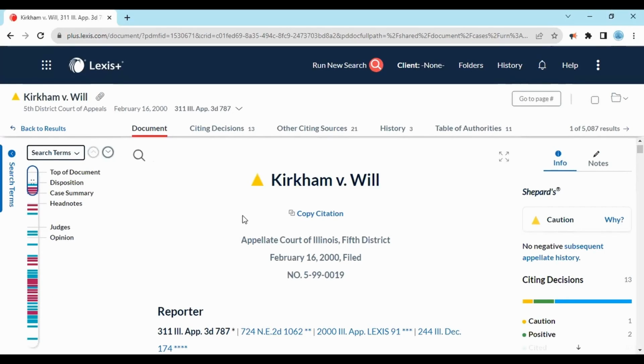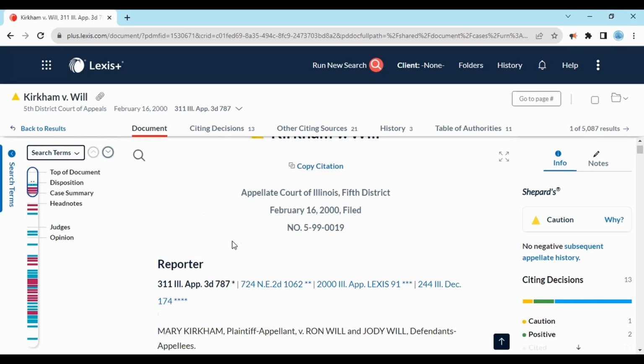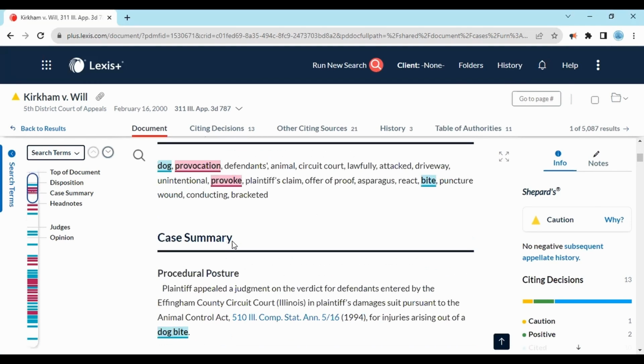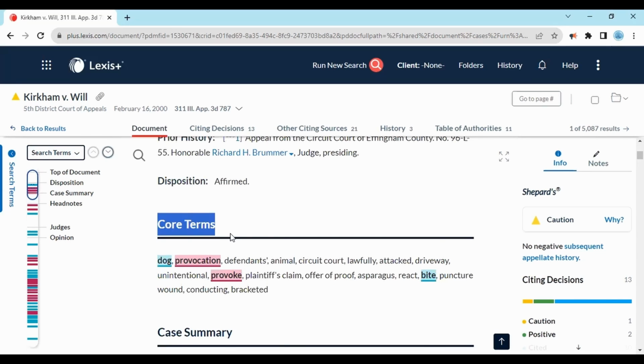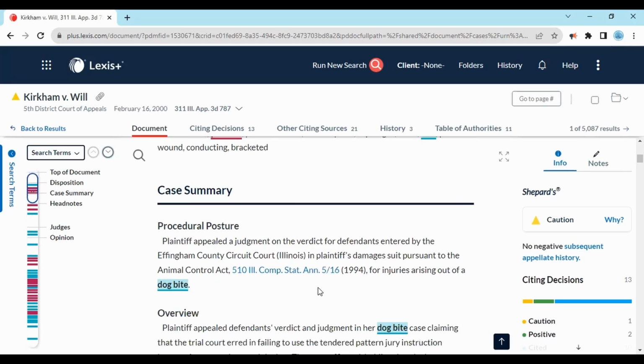Okay, so there are some techniques you can use here so you don't have to read every case that you click on, and you can try to weed out the cases that are going to be really helpful to you and the ones that aren't. So if we just scroll down a little bit, we have our core terms that might be useful. And we know that this case talks about provocation because we already saw that in the preview above.